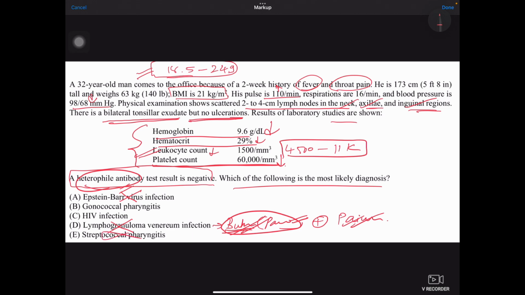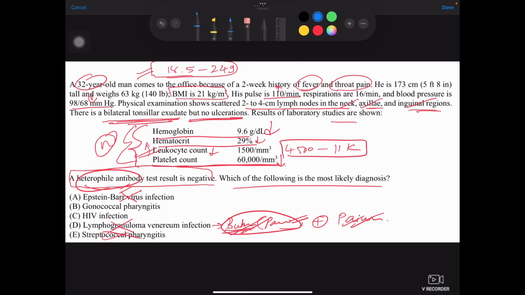This is not streptococcal pharyngitis for sure, because this type of labs will not be given there. Plus in strep you can see exudates, but the classical finding is not like this. Streptococcal pharyngitis is usually in a young boy, with normal or sometimes increased leukocytes. So no streptococcal pharyngitis. Gonococcal pharyngitis, I don't think so. Most likely the answer to this question will be HIV.